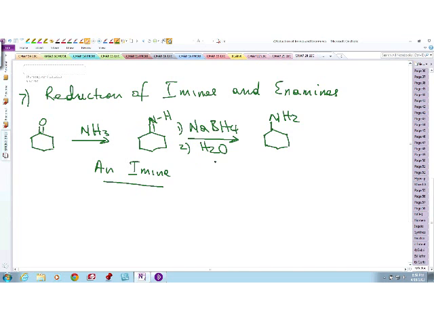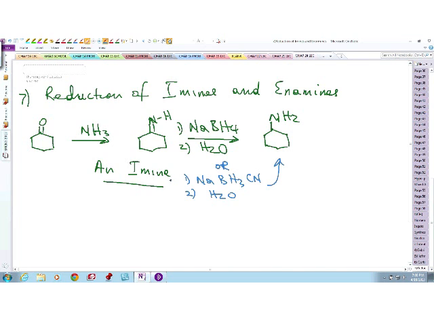Now, instead of using sodium borohydride, we could also use sodium cyanoborohydride. That happens to be a very mild reducing agent that we could also use, followed by water. So you could use any one of these to get the same product.